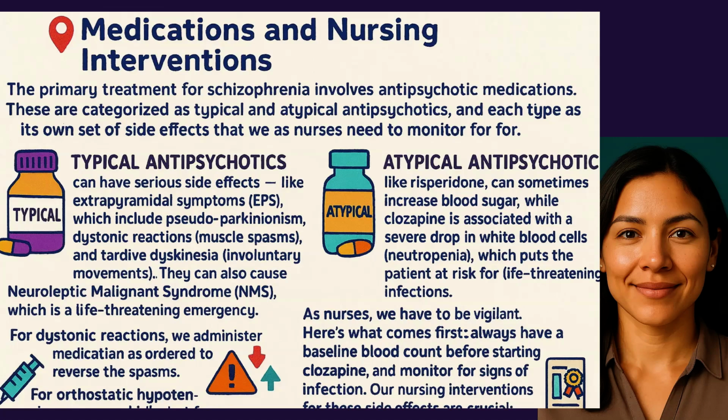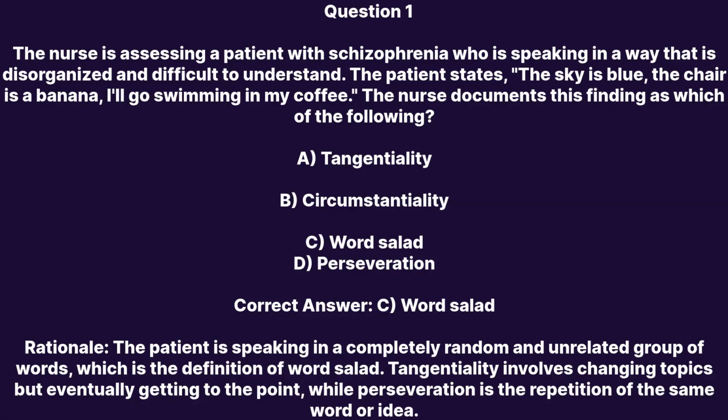Let's test your knowledge with a few practice questions. Question 1. The nurse is assessing a patient with schizophrenia who is speaking in a way that is disorganized and difficult to understand. The patient states, "The sky is blue. The chair is a banana. I'll go swimming in my coffee." The nurse documents this finding as which of the following?